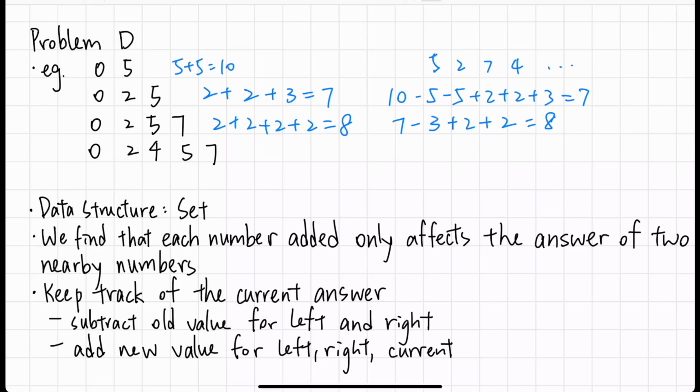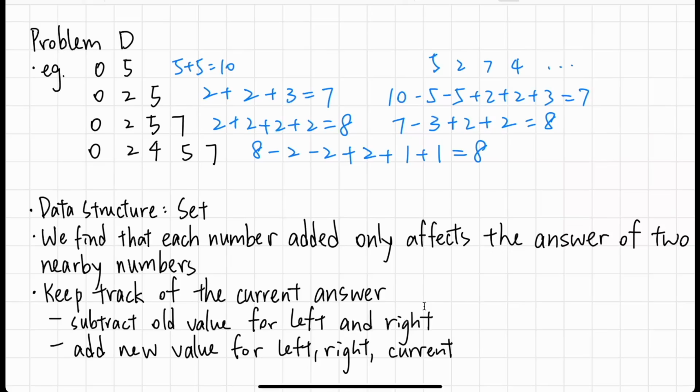And we do the same thing when we add the number 4. So we subtract the answer for 2 and 5, and then we plus the answer for number 4. So 8 minus 2 plus, and this is still 8.